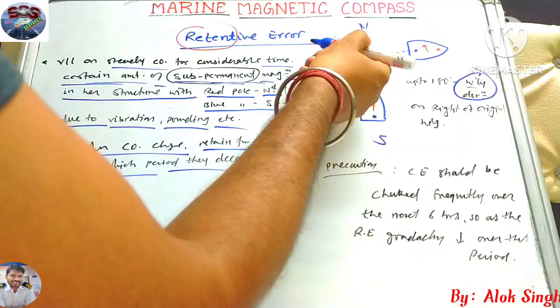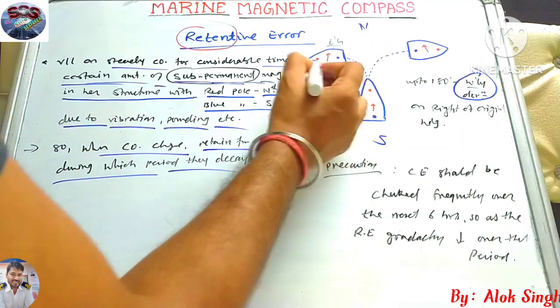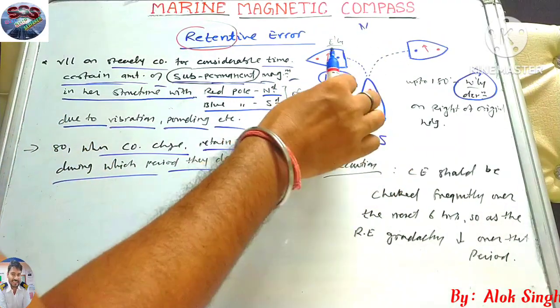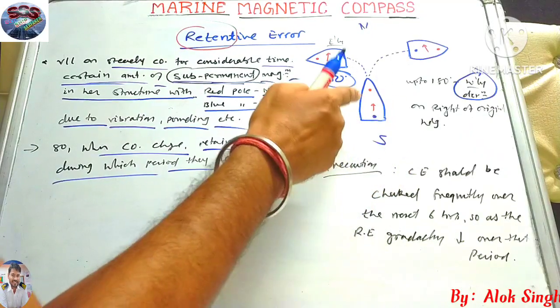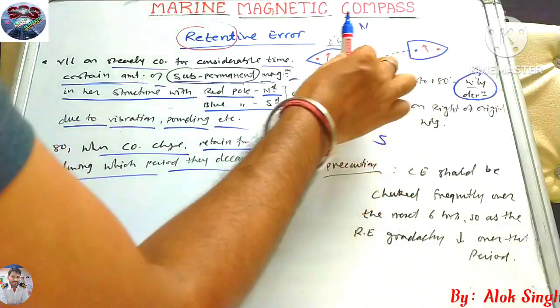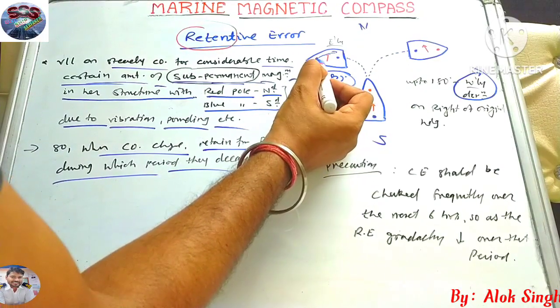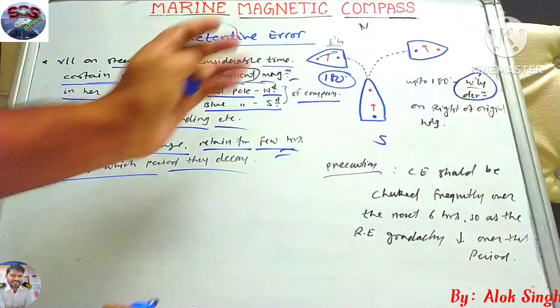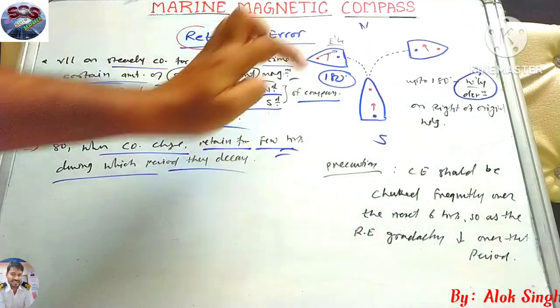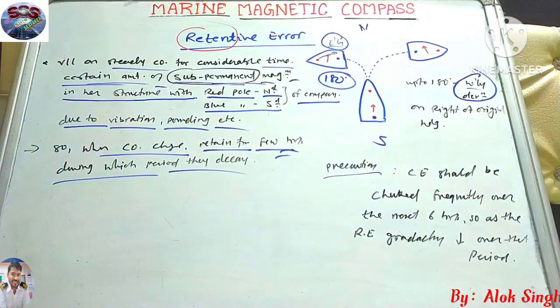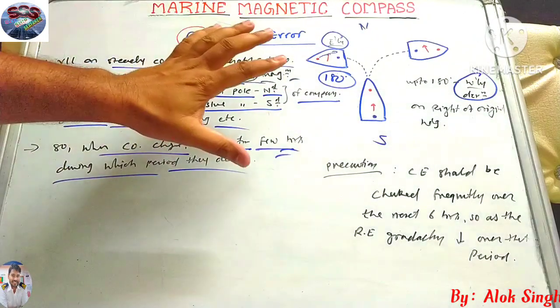The same thing will happen if you are altering your course towards the left, up to 180 degrees from your original course. At that time it will try to remain in the same direction. That is the retention. But at the same time this will also be repelled by this one, because it is red and red end, so it will try to repel and go away from this. At that time it will show easterly deviation. So this is about the retention error.